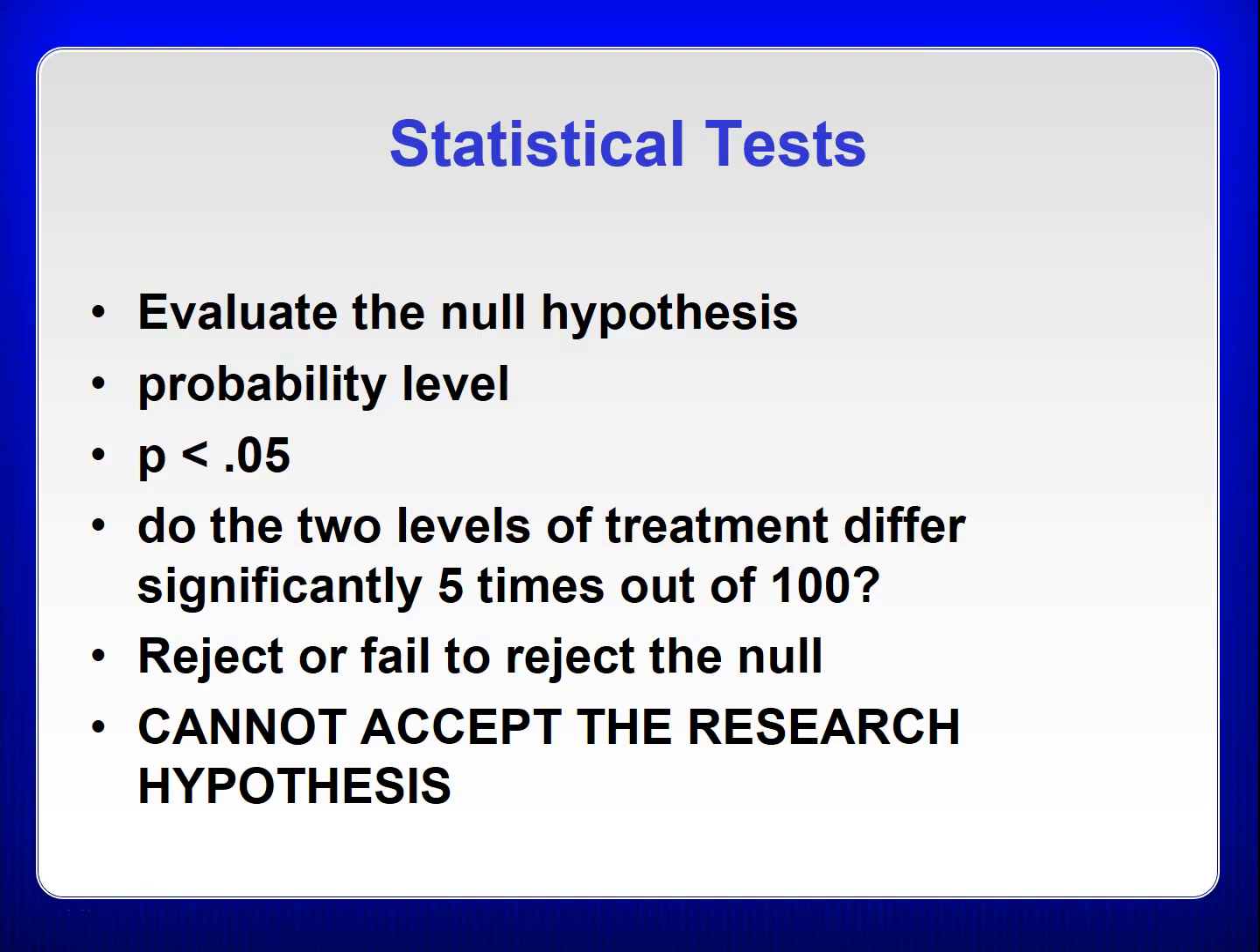The statistical test is always of the null hypothesis. All that statistics can do is to reject or fail to reject the null hypothesis. Statistics cannot accept the research hypothesis. Only logic reasoning, good experimental design, and appropriate theorizing can do so. Statistics can determine only when the groups are different, not why they are different.